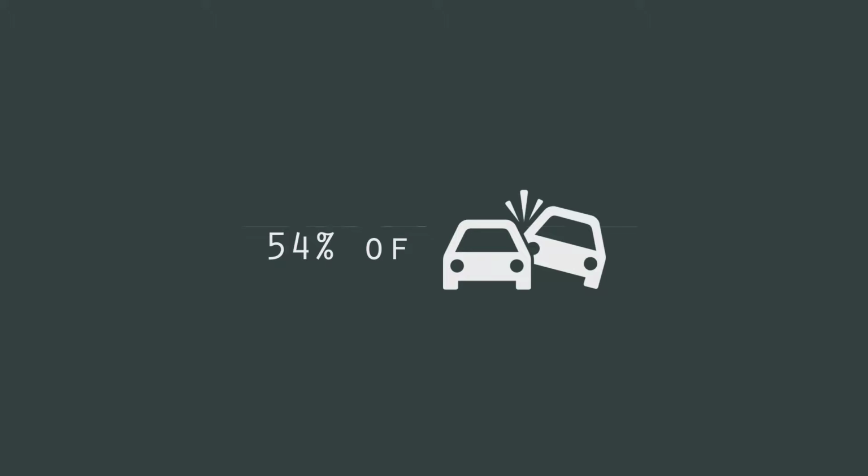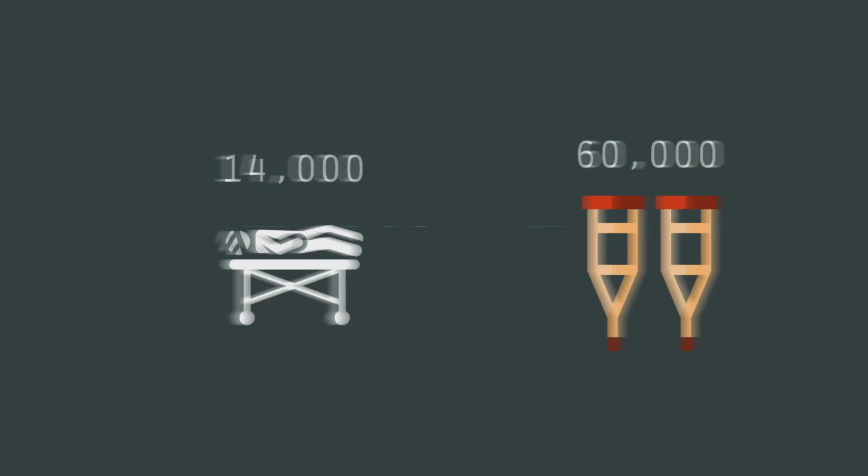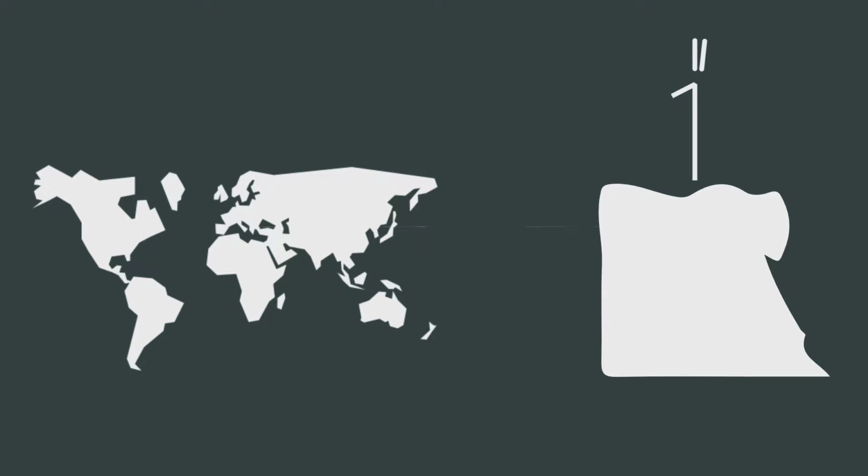Another problem is road infrastructure that causes 54% of the total accidents, resulting in about 14,000 dead, 60,000 injured, and a total loss of 15 billion Egyptian pounds per year, making Egypt rank first in road accidents.